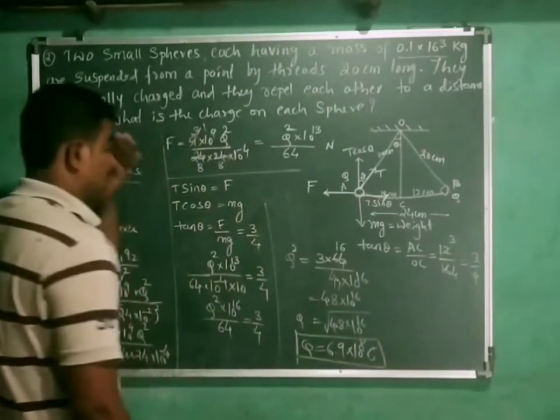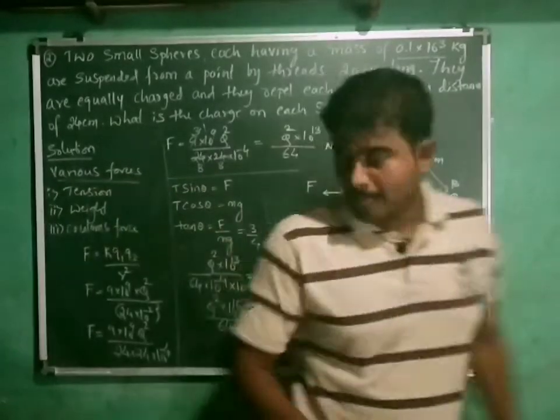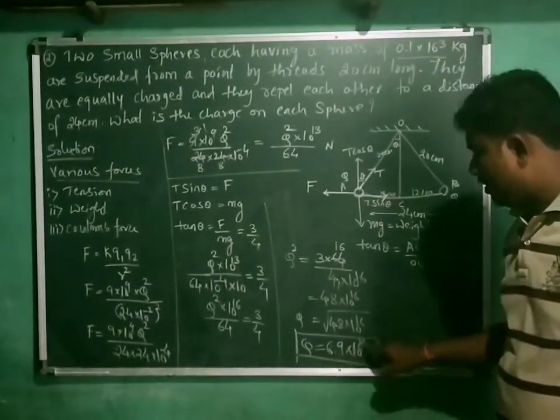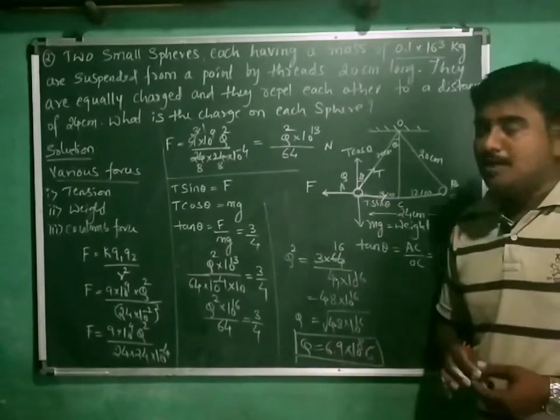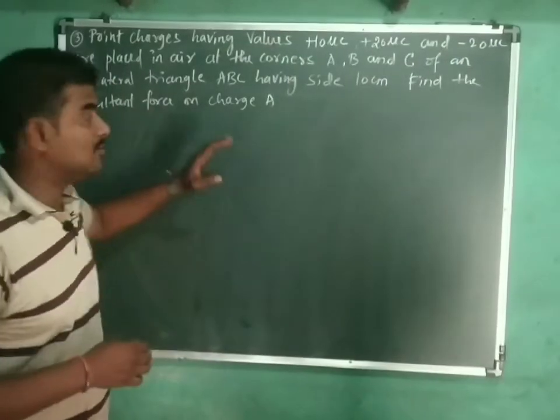The magnitude of charge is how much? It is 6.9 into 10 to the power 8 Coulomb. Since both the charges have the same magnitude, 6.9 into 10 to the power 8, and the polarity is also the same, they repel each other. Okay, this is our third numerical.